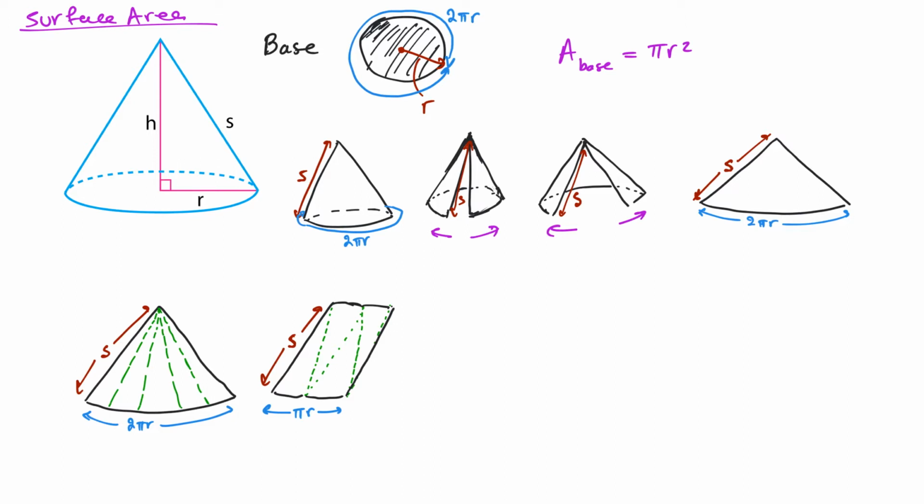So let's see why this is. Looking at the base over here, this is 2 pi r, meaning this whole section is 2 pi r. As we unfold it, this section is 2 pi r, and when we fully unfold the shape, or just the lateral section, this whole section should be equivalent to 2 pi r.